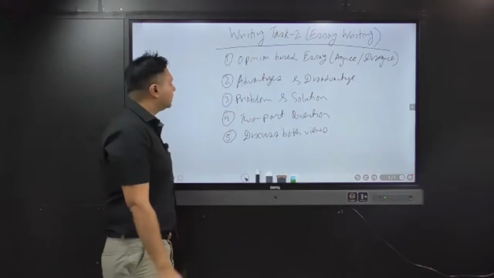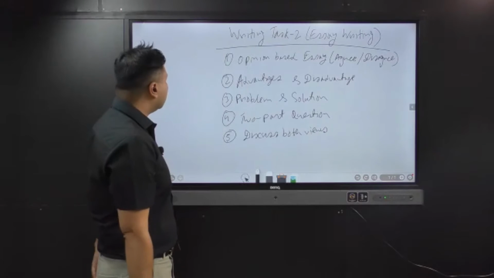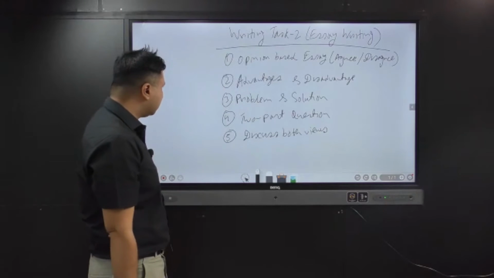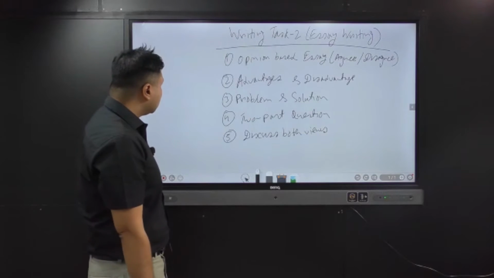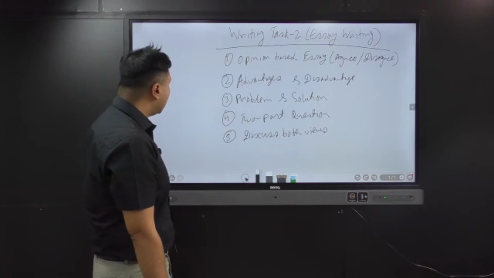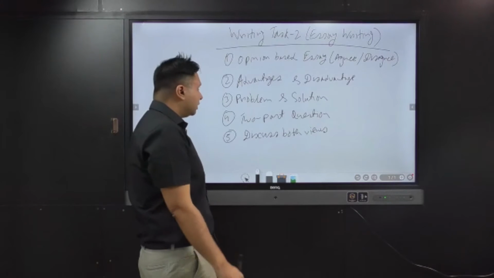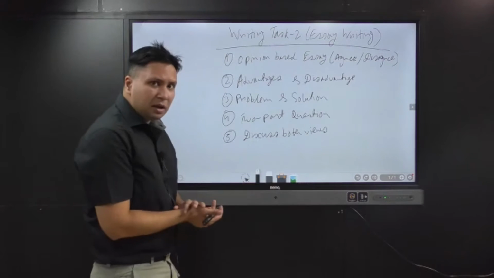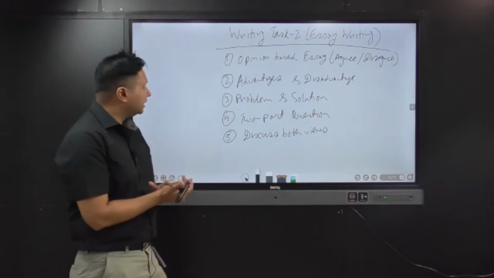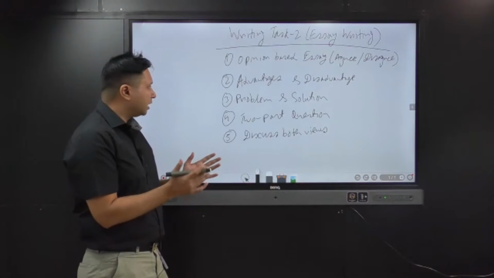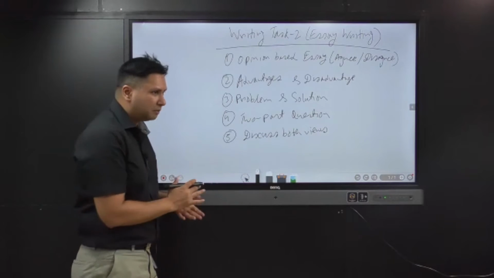So these are all types of writing test 2. I mean, these are actually called argumentative based writing. First of all, the opinion based essay. If you want to write an opinion based essay, it would also be called agree disagree. But in that case, you're going to either agree or disagree, but you cannot do both at the same time.